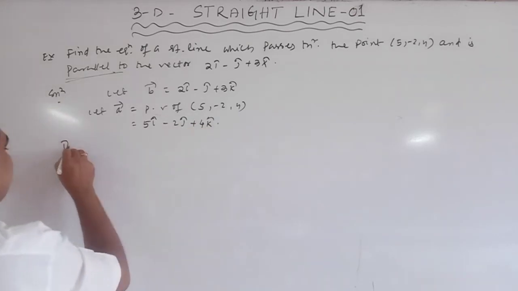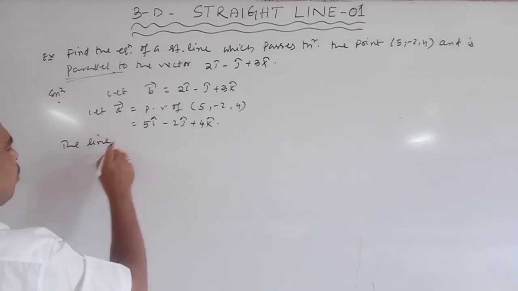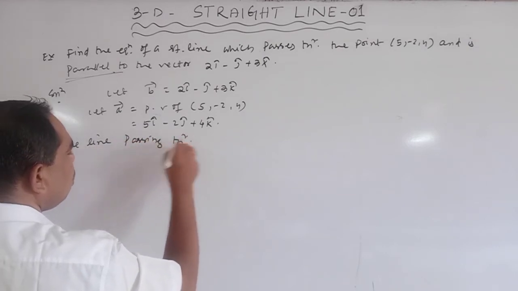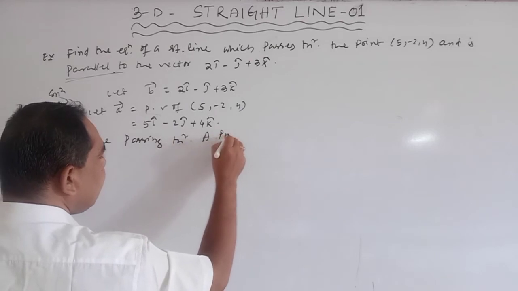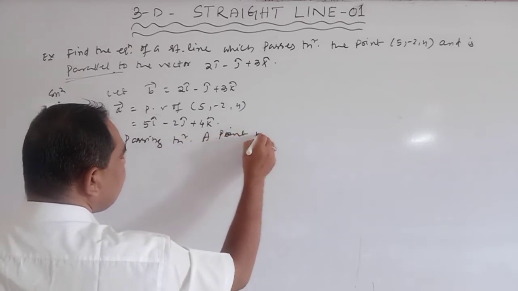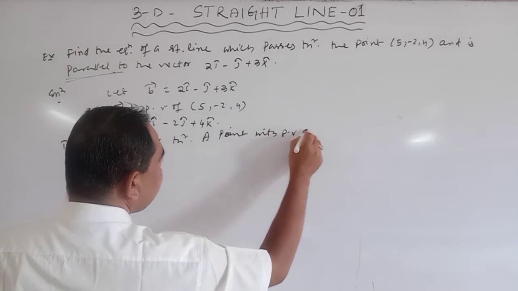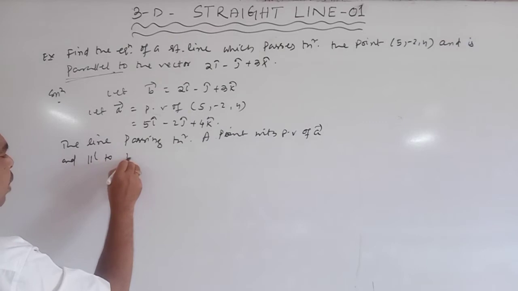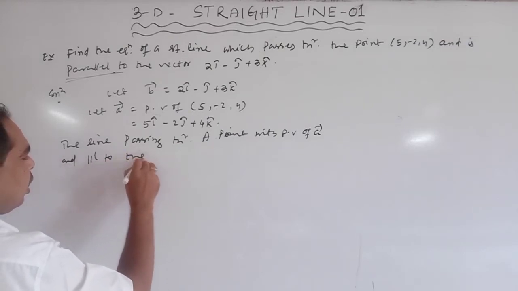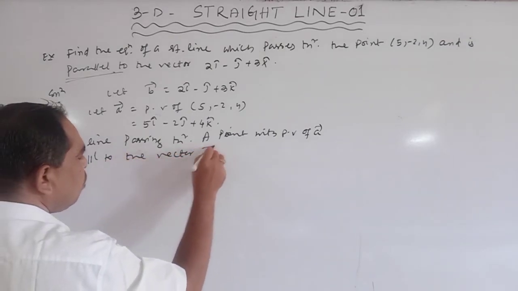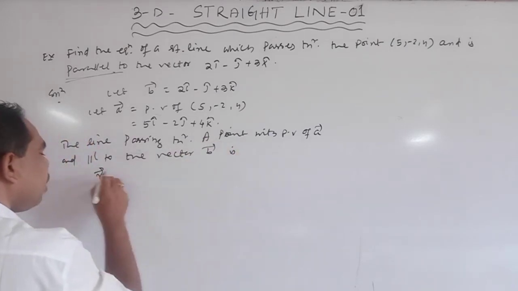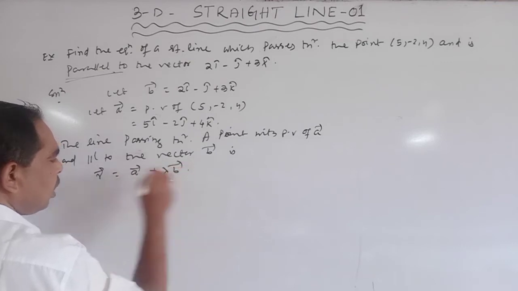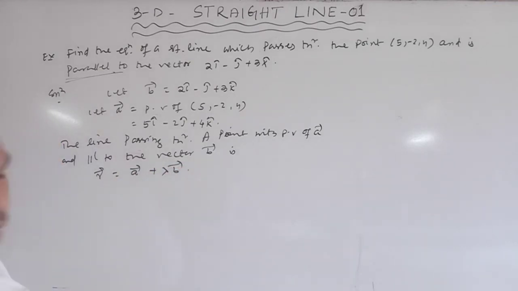The line passing through a point with position vector a and parallel to the vector b is r vector is equal to a vector plus lambda times b vector. Lambda is any scalar. So put here.